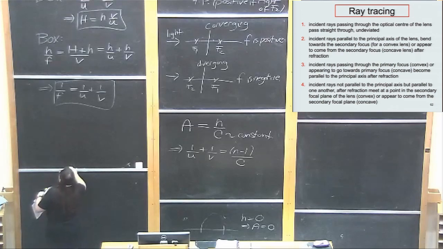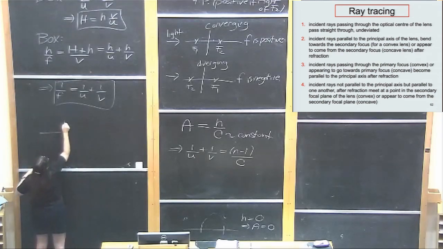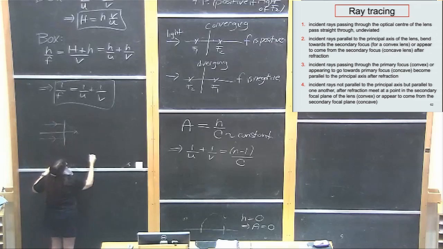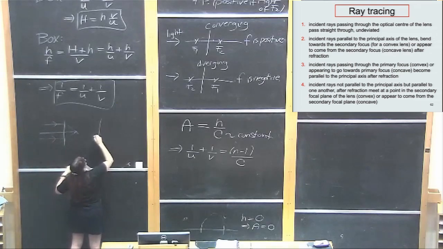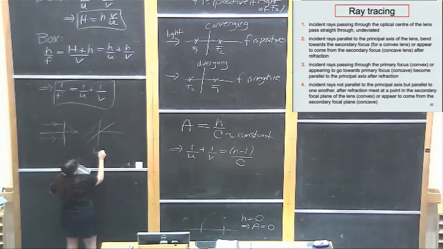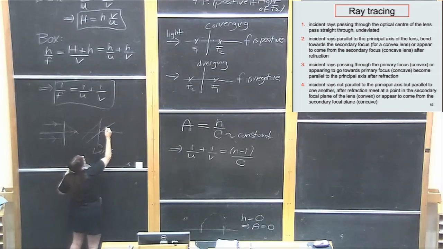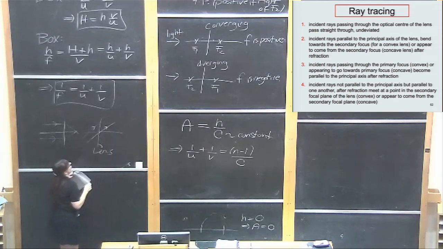So that is to do with what happens if you have rays. So here's a lens. Now, if you have parallel rays, we know what happens, right? They get focused on axis at the focal point. But what if you have rays that are parallel to each other, but not parallel to the axis, like this? This can be useful to know.